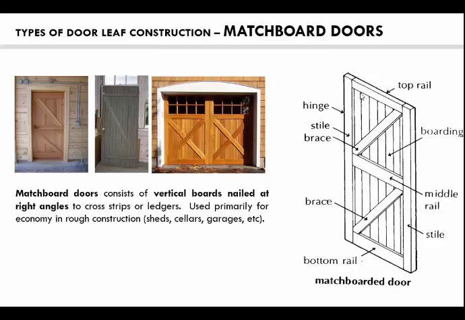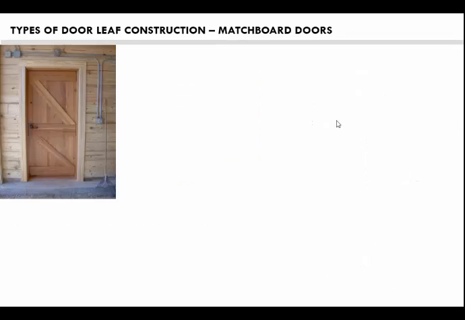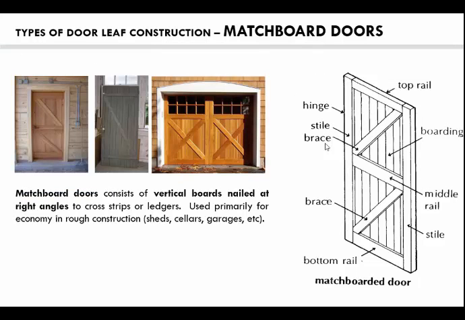So a few terms that you need to know: the stile, the brace, the hinge. The hinge is always the pivot point, the hinge that connects to the wall in order to swing the door. You just need to know this is called a stile. This is the brace, and you have a rail. The rail is the horizontal one, the stile is the vertical one.